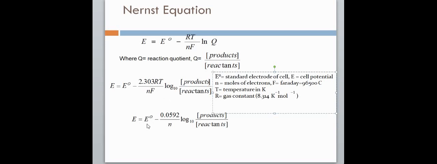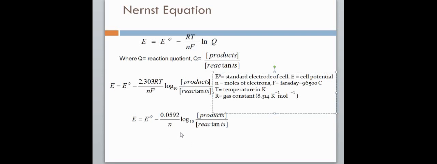Okay, so finally what we get is E is equal to E0 minus 0.05 something upon n log to the base 10 products upon reactants. For example, if I put instead of F, 96500, then this 2.303 RT upon 96500 becomes 0.0592. So the final equation, which we call the Nernst equation, becomes E is equal to E0 minus 0.0592 upon n log to the base 10 products upon reactants.